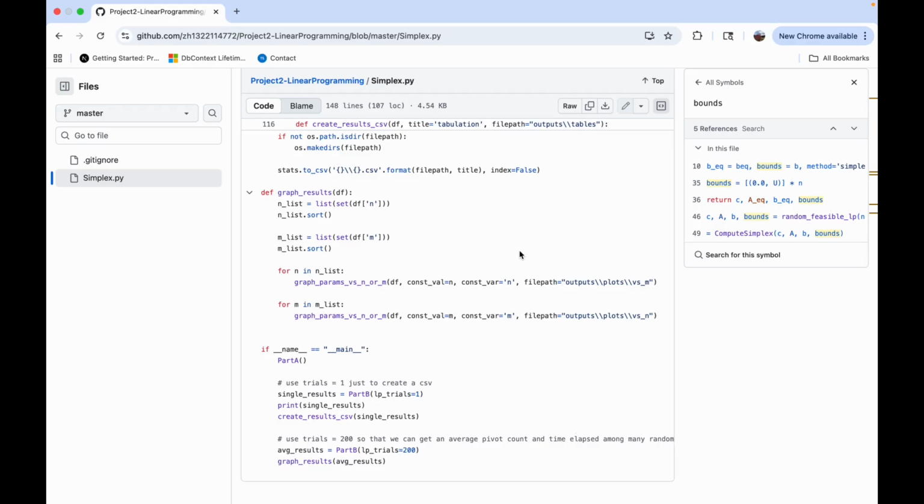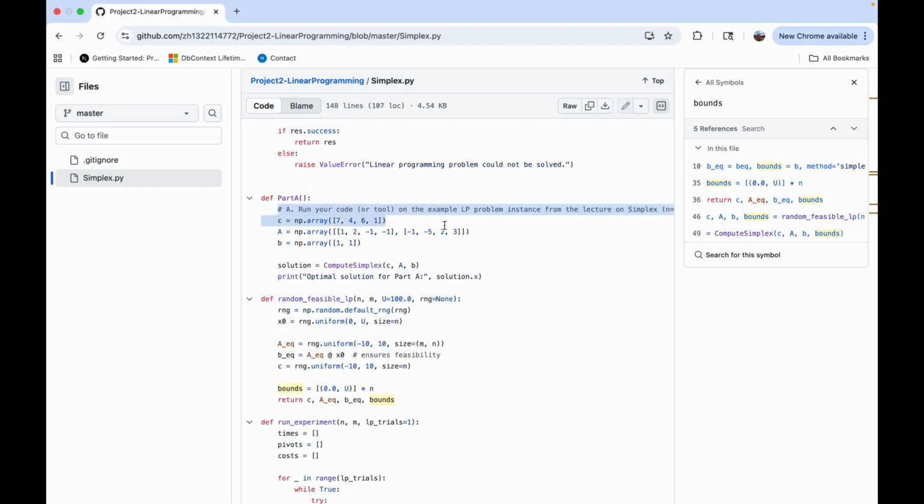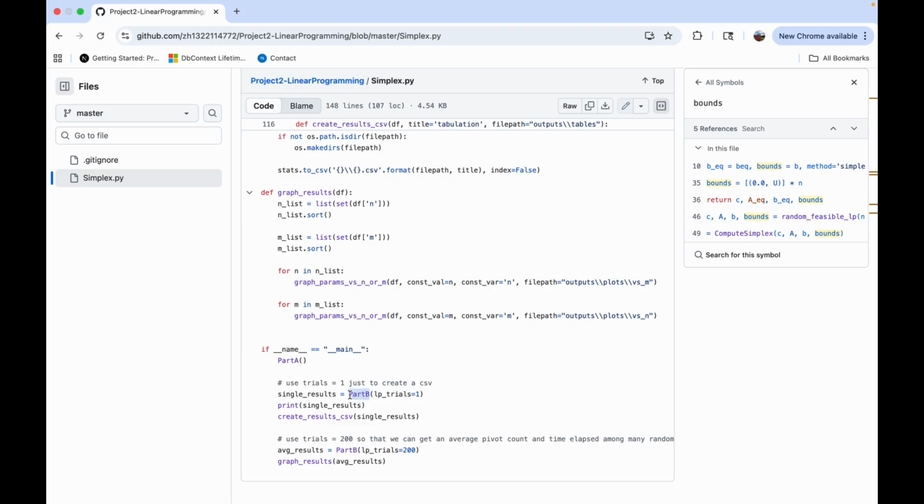Today I'm going to do a quick code demo with our project 2 linear programming. So here's our entry point. As you can see, we have two main functions: one is called part A and the other is called part B. Part A corresponds to the instructions where we form a simple linear programming problem and then solve it with SciPy.